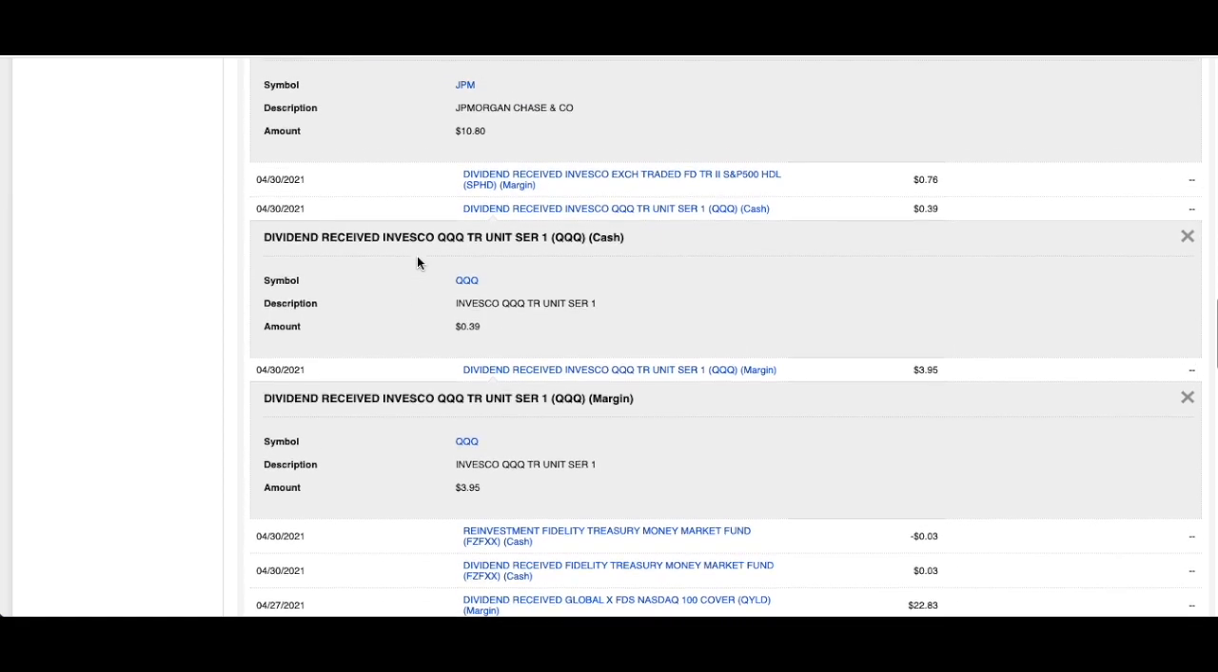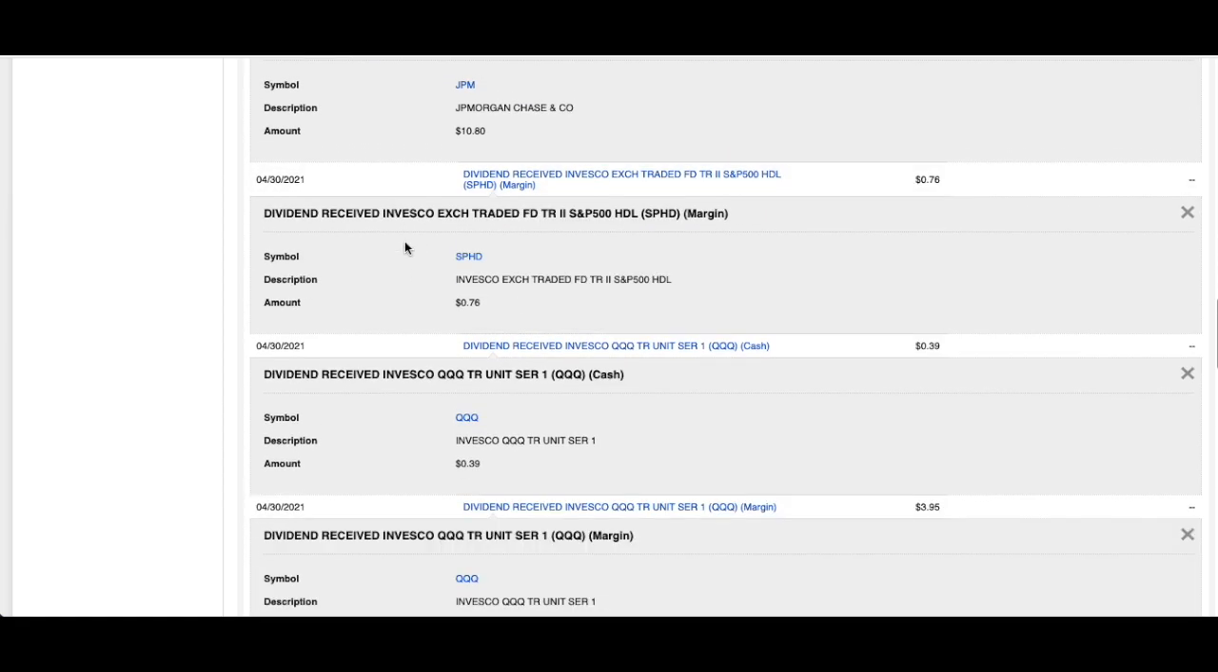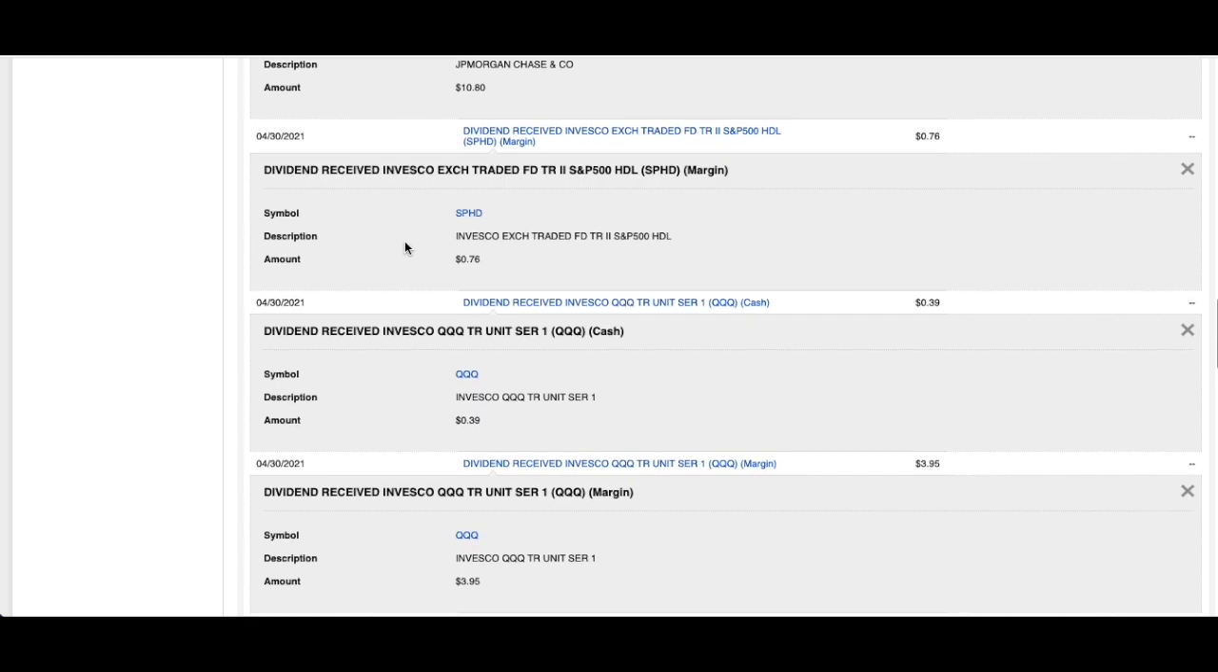So I also received a dividend from SPHD. This one was for 76 cents, which is actually a little bit lower than the usual dividend payments I get, around 90 cents, but 76 cents will do just fine for now.